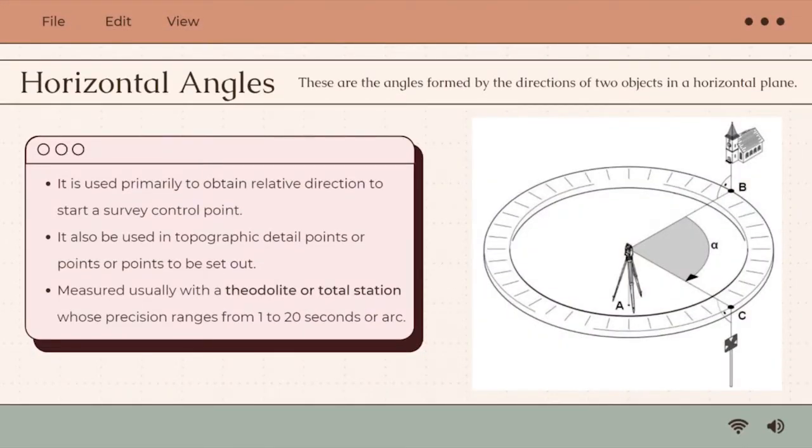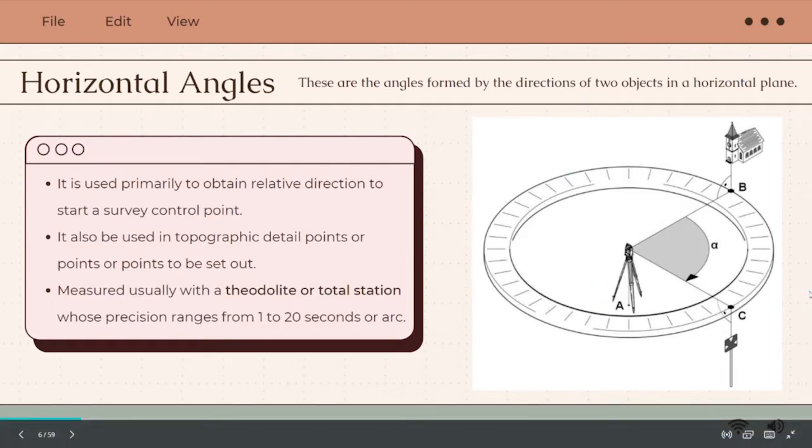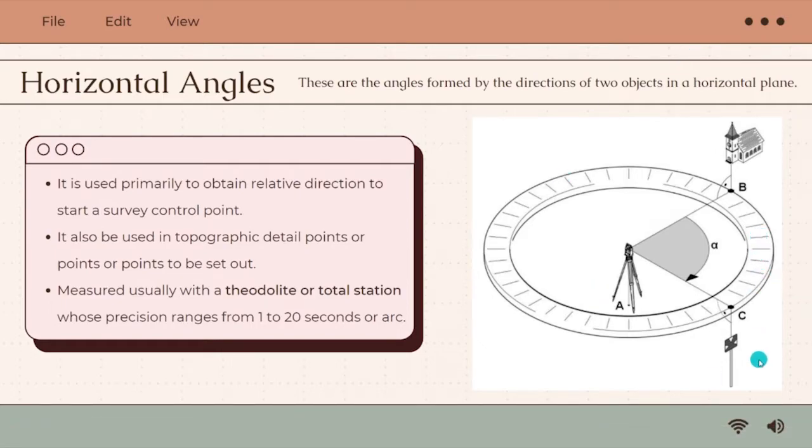So the angles formed by the direction of two objects in a horizontal plane is what we call horizontal angles. In the picture, we have a horizontal plane with objects B and C along their respective lines that are converging at the instrument at A. The angular direction, or alpha, will be the horizontal angle that we'll be measuring.